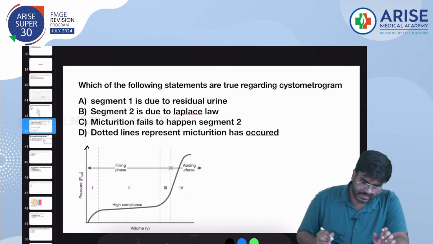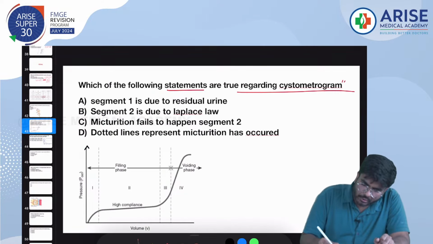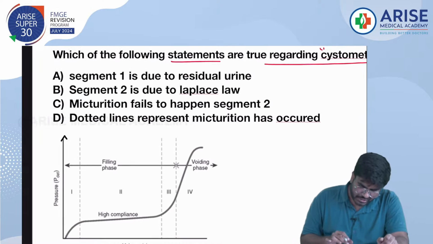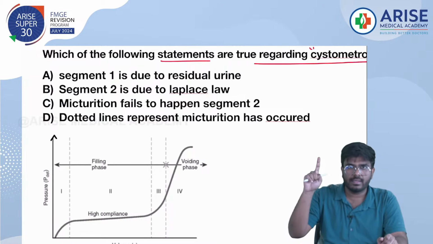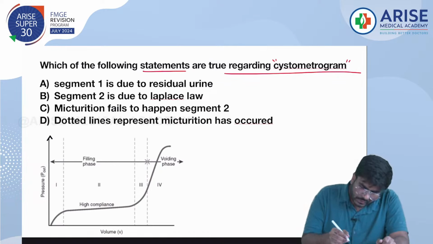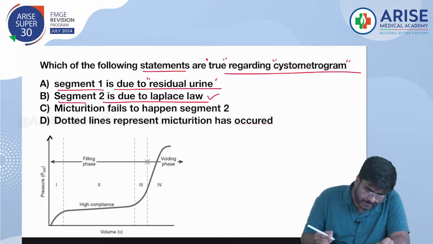Next, which of the following statements is true regarding the cystometrogram? See, this is the cystometrogram, the pressure changes in the bladder. The pressure in the bladder is increasing, constant, again increasing. Look, guys, they're asking for the true statement, right? Segment number 1 is due to residual urine. Segment number 2 is due to Laplace law.